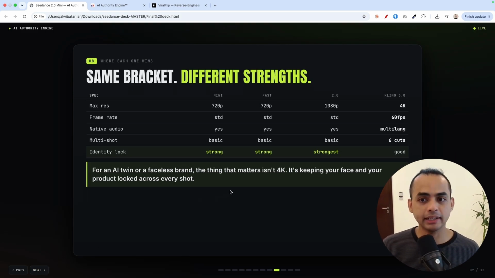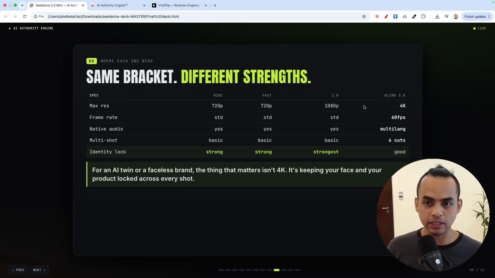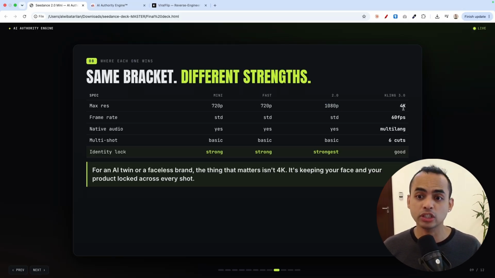Now, fundamentally, guys, the next thing that we want to look at is the specs across all of them. This is Mini, this is Fast right here, 2.0, and then Kling 3.0. So the maximum resolution across the board, Seedance Mini and Fast, maximum is 720p. That's as far as it goes. 2.0 at this current state can only go up to 1080p. And for Kling, essentially they can go all the way up to 4K, which is awesome news. But 4K does cost a little bit of credits.